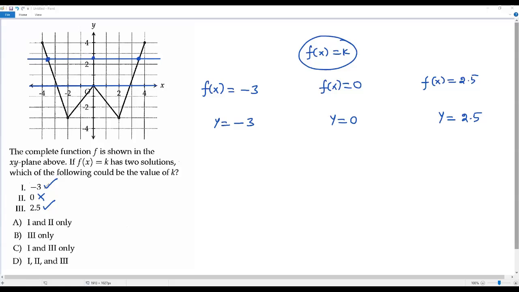Therefore, the values of k could be -3 and 2.5. That is the values we have in statement 1 and statement 3. So the correct answer choice for this question is C, 1 and 3 only.